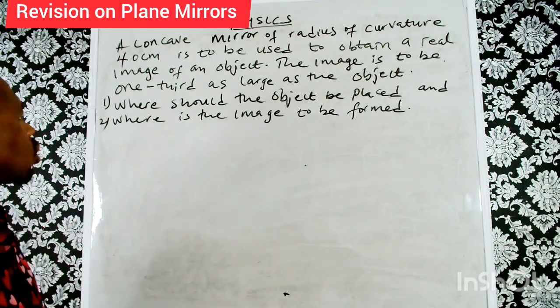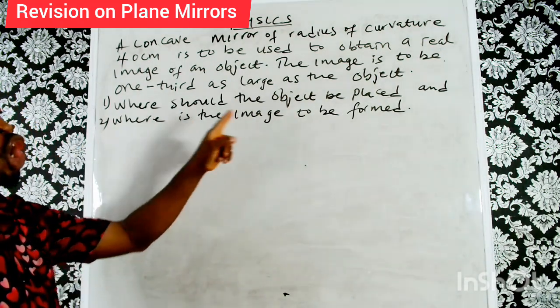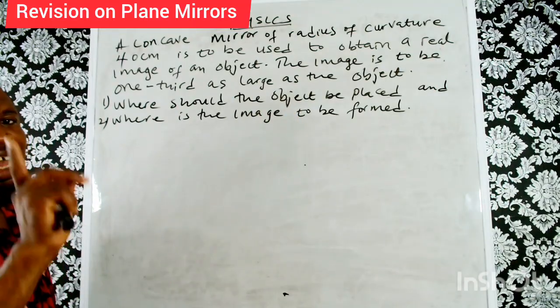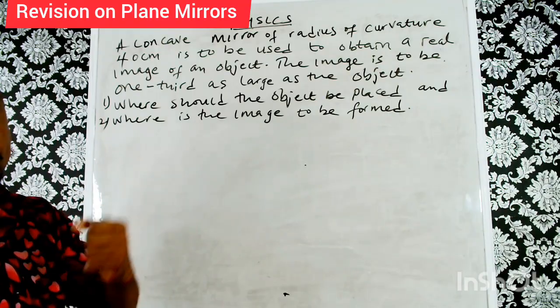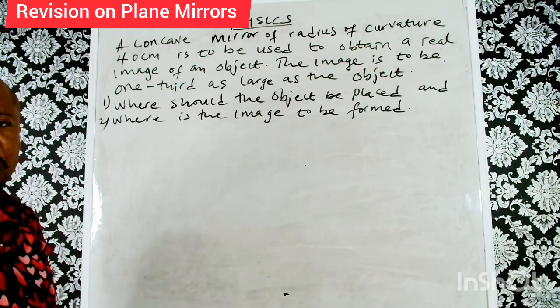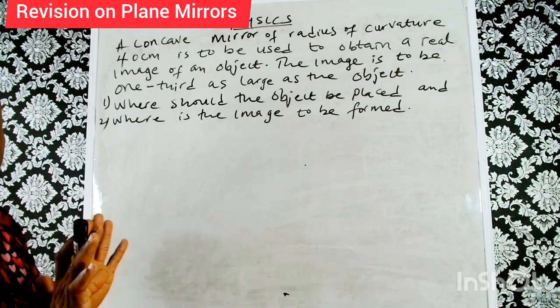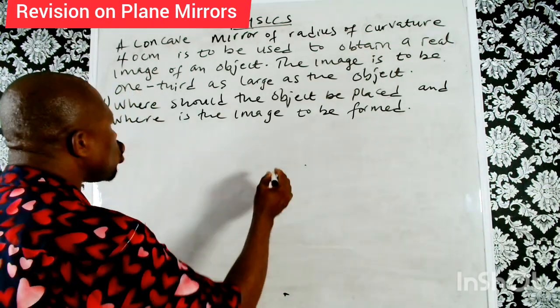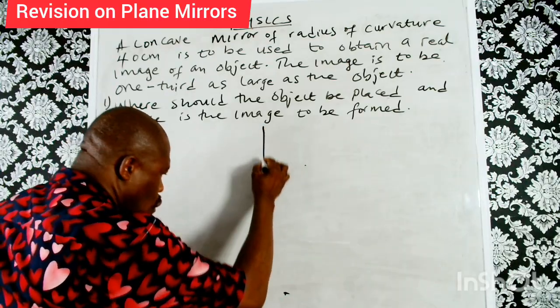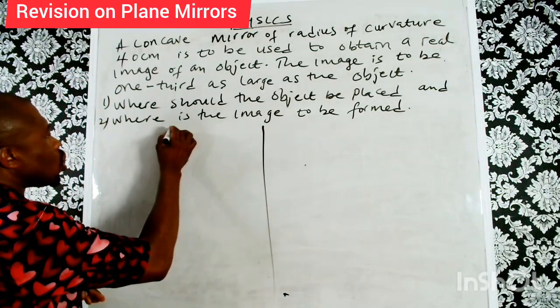Now the first question says, where should the object be placed? And the second question says, where is the image to be formed? Now how do we solve this problem? This question is as easy as ABC. Now, solution. We can divide this into two.